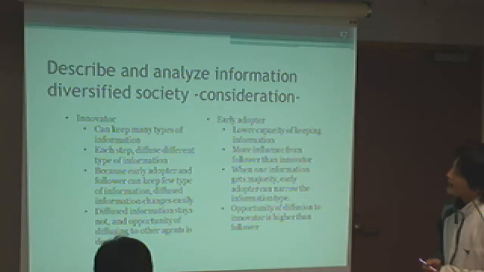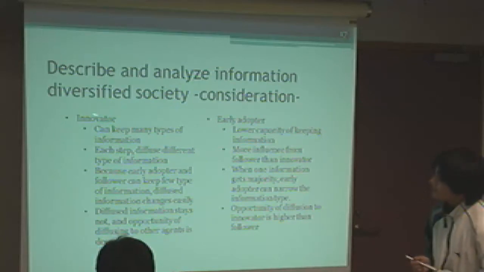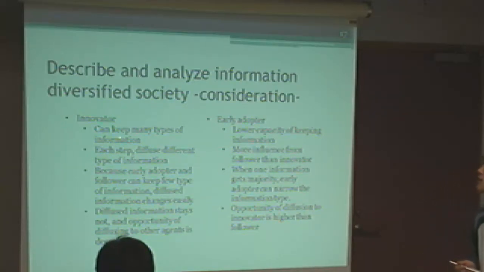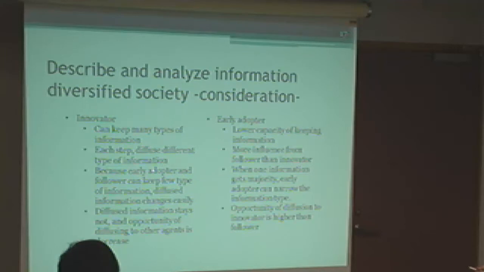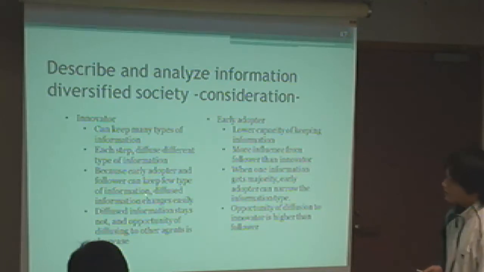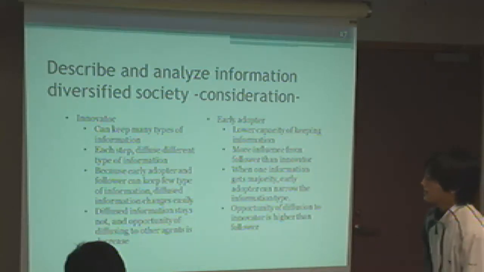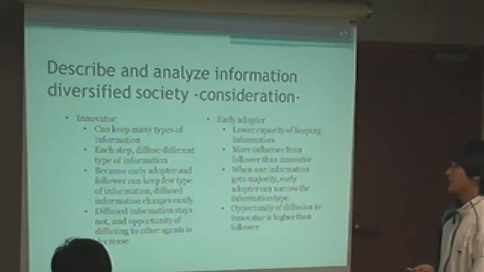And why does that happen? That's because the innovator can keep many types of information, but at each step they diffuse different types of information. Because early adapters and followers can keep few types of information, diffused information changes easily and does not stay, and the opportunity of diffusing to other agents is decreased.